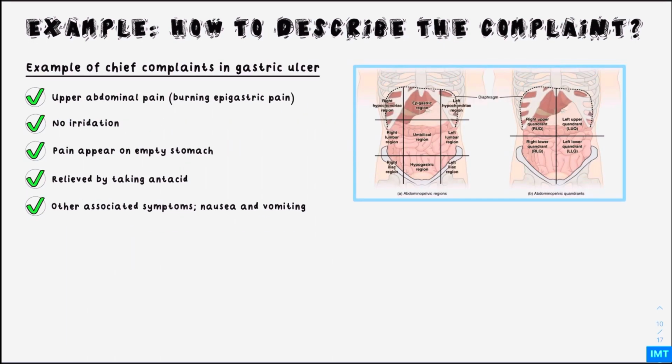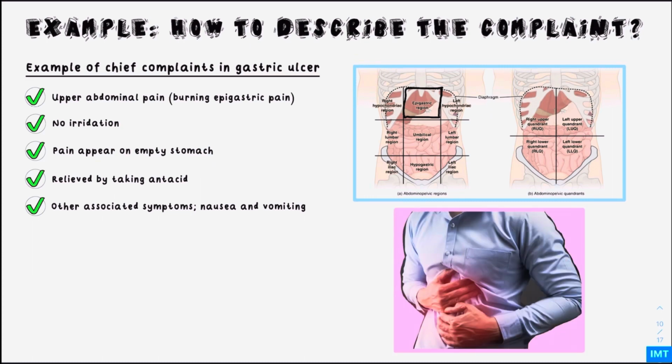Next example, chief complaints in gastric ulcer: upper abdominal pain, or epigastric pain, in this region directly under the xiphoid process, or here. Okay, no radiation. The pain appears on an empty stomach and is relieved by taking antacid. Among other associated symptoms: nausea, vomiting, and sometimes headache.